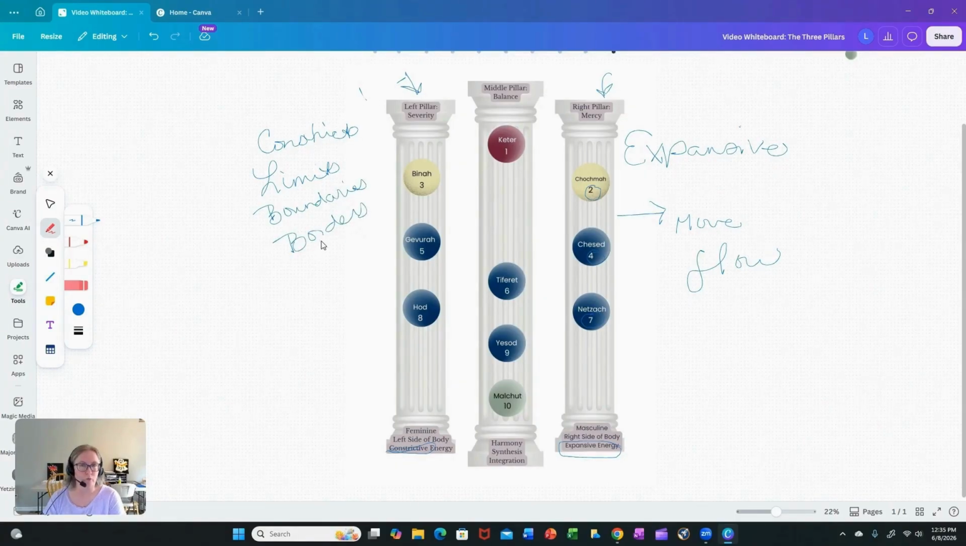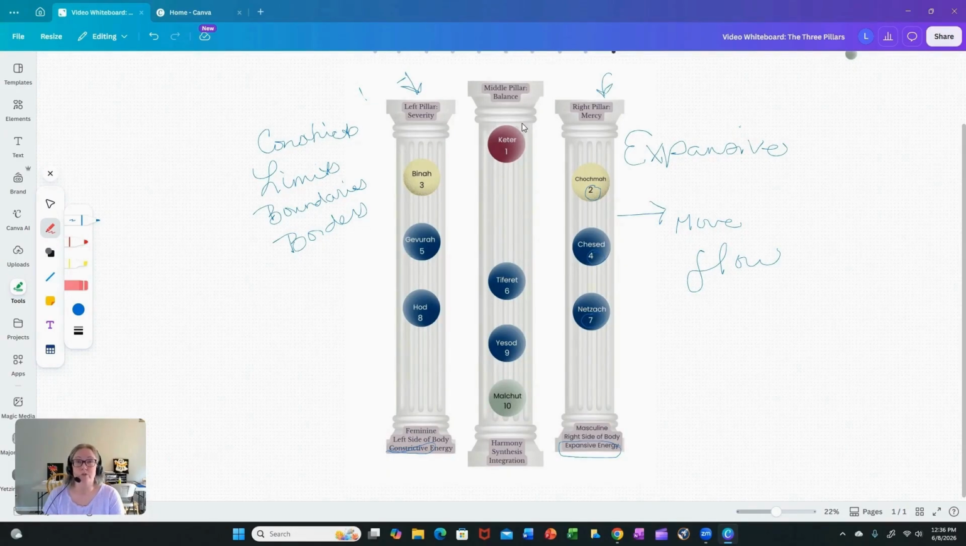Think of a river rushing, and if it doesn't have borders, it can overflow and completely flood an area and be very destructive. And that's actually a key element of this. Any one of these two pillars, if they are out of balance, are destructive. If you have expansiveness, everybody loves the right pillar. It sounds great. It's mercy. It's expansive. It's wonderful. But if you have too much flow of energy with nothing to stop it, it can be overwhelming. With the left pillar, if you have too much constriction of energy with nothing to stop it, it can shut everything down.